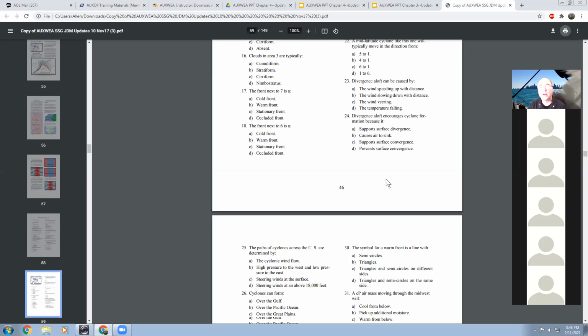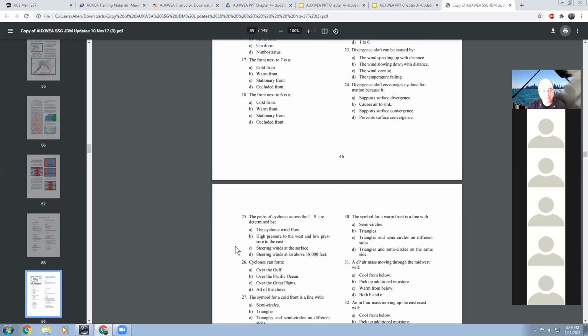Mark Frankel, 24. Divergence aloft encourages cyclone formation because it? Because it supports surface convergence. Excellent. Well done. 25. This is for Mark Hazem. The paths of cyclones across the U.S. are determined by? The steering winds above 18,000 feet.